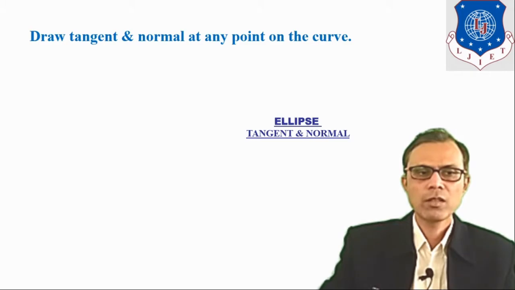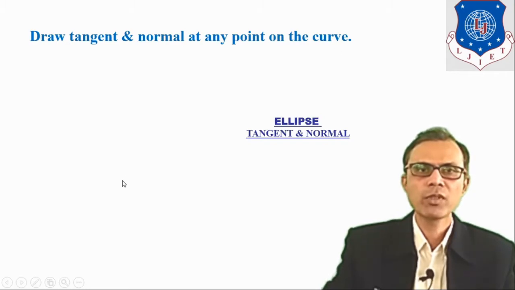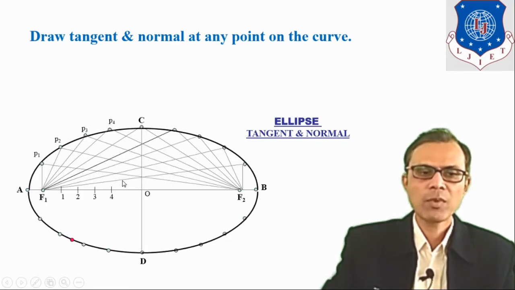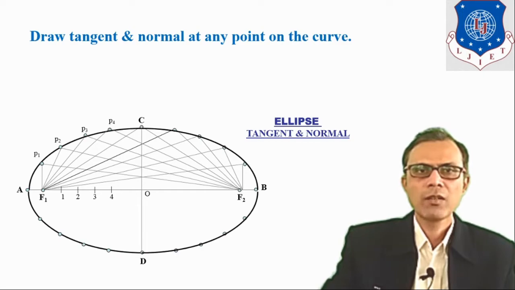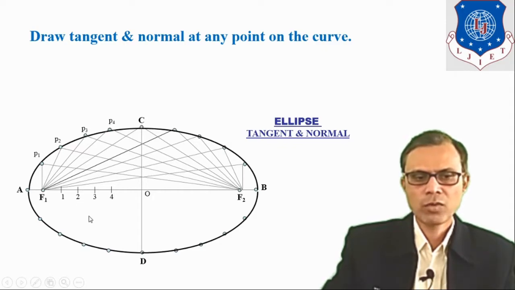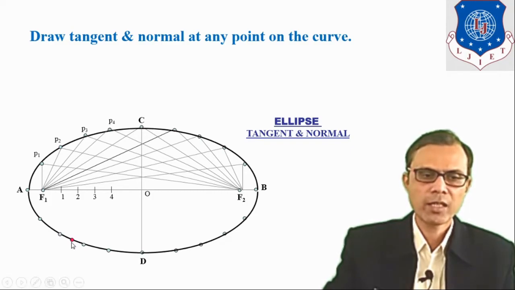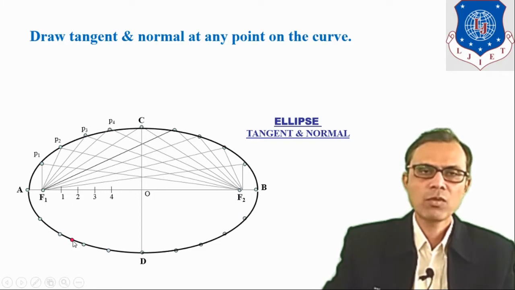Now the next part of the question, if it is asked, draw tangent and normal at any point on the curve. So after preparing the ellipse, we have to draw tangent and normal at any point on the curve. So randomly, first select a point on the curve. Here this point is selected on the curve. So from this point, we have to draw tangent and normal.